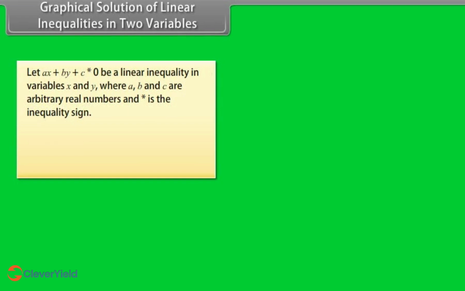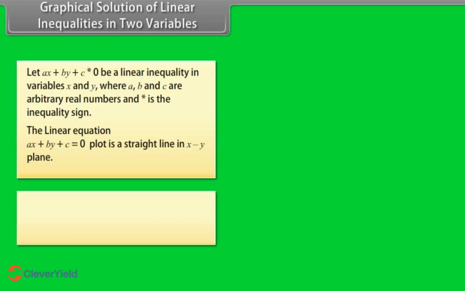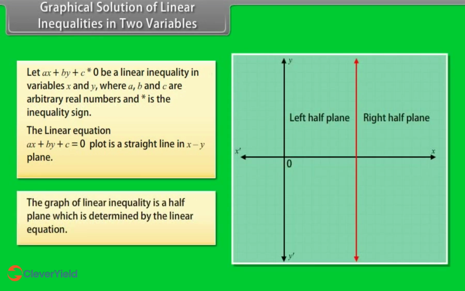Graphical solution of linear inequalities in 2 variables. Let ax plus by plus c star 0 be a linear inequality in variables x and y, where a, b and c are arbitrary real numbers and star is the inequality sign. The linear equation ax plus by plus c is equal to 0 plots a straight line in the xy plane. Below are examples of straight lines in the xy plane, which divide the xy plane into 2 halves. The graph of linear inequality is a half plane, which is determined by the linear equation.